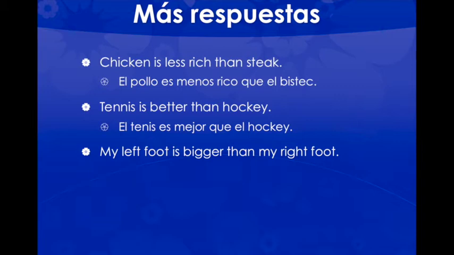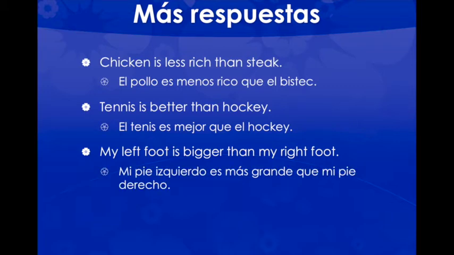My left foot is bigger than my right foot. Mi pie means my foot. Mi pie izquierdo es más grande que mi pie derecho. Izquierdo is left, derecho is right.